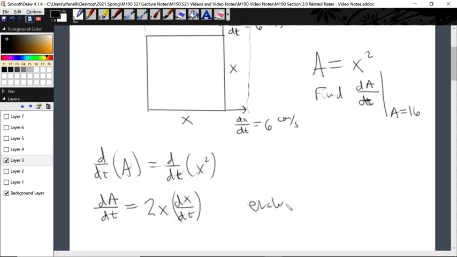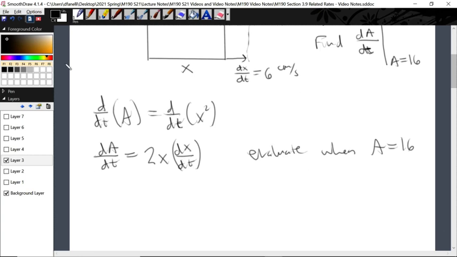Now evaluate this when A is equal to 16. Well, there is no longer an A in this equation. We have dA/dt, that's what we're trying to solve for, but we don't necessarily have A. What we do have is x and dx/dt. We know what dx/dt is. That was equal to 6. That was given information. But what about x? What is x equal to?